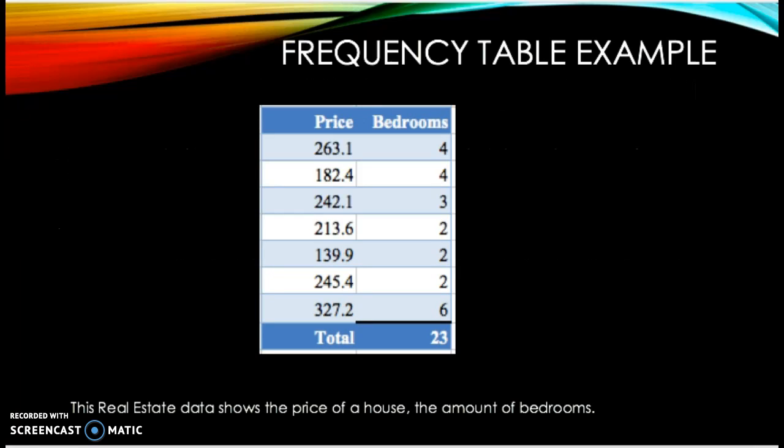This is our example of the frequency table using the data provided from the real estate data. Our table shows the price of the house and the amount of bedrooms. It also shows the cumulative total of bedrooms provided from the selected data.